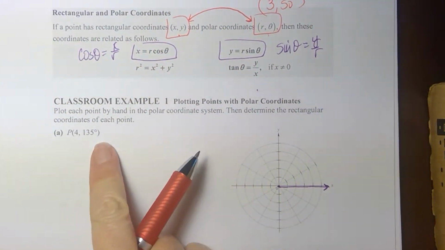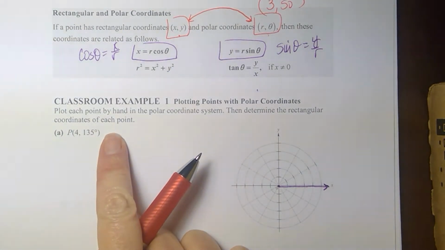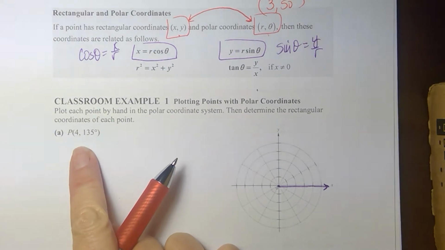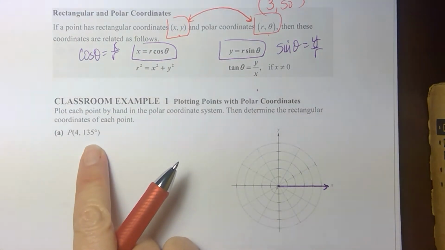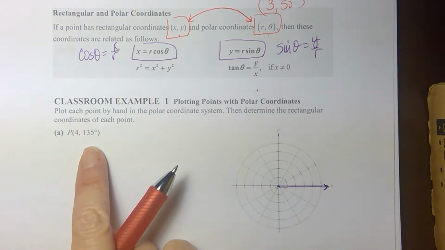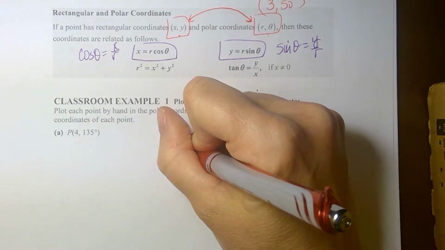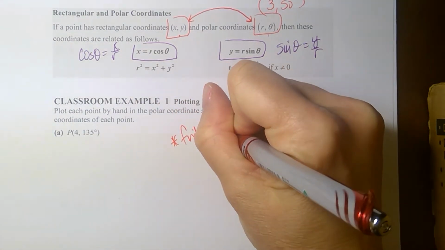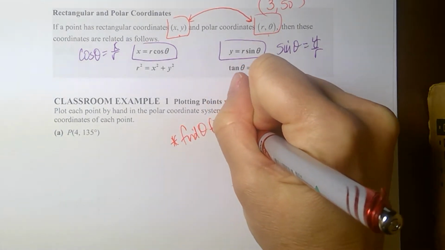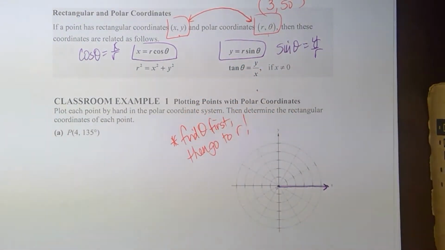It says to plot each point by hand in the polar coordinate system and then determine the rectangular coordinates of each point. This is a set of polar coordinates for point P. Point P is at 135 degrees. We're going to find theta first and then go to r. That's the order you should always attack this in. You're going to find theta first, then go to r, whatever your r value is.